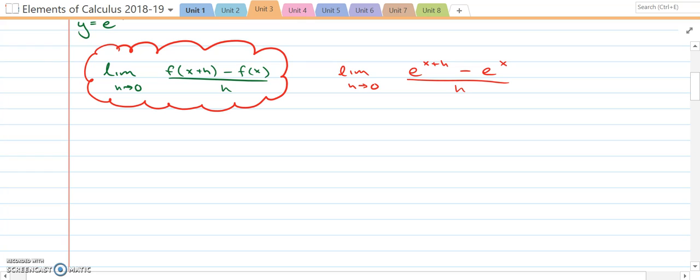Now, my thought process says that at this point I can do some magic of exponent rules to break this thing apart right here. I don't like the way that that looks. It's too complicated. But if you think back to when you were in Algebra 1, you learned the rules of exponents, the product rule of exponents that said if you have two exponents and they're added together, that automatically means that it was a multiplication problem to begin with. I can change this thing into being e to the x times e to the h on the top, which now I can factor out.